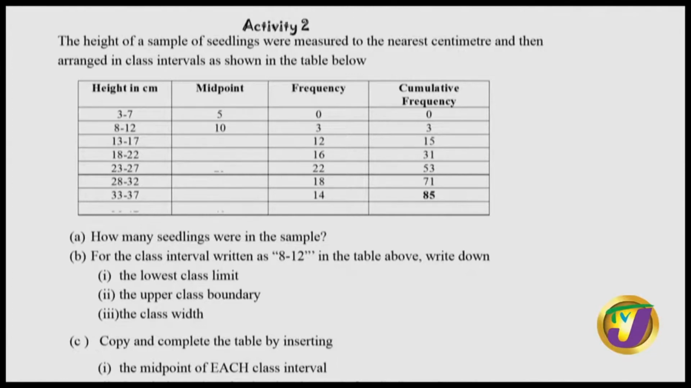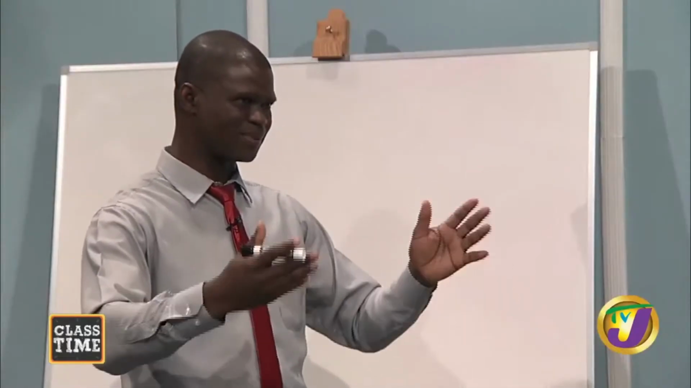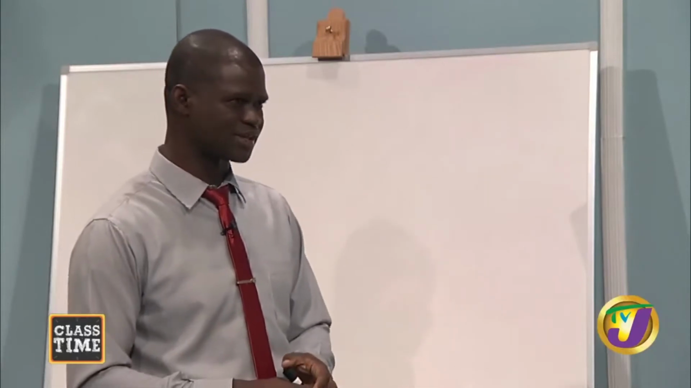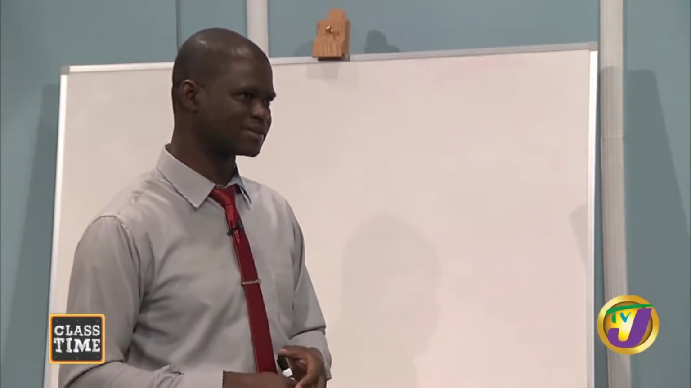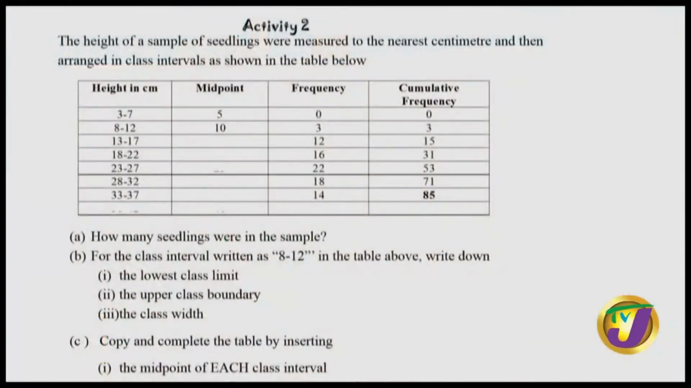And the very last question asked us for the class width. What are we talking about there? So how many seedling heights are in a particular class? For 8 to 12, for example, a height of 8, 9, 10, 11, 12. So the width of that particular class would be 5. We could also subtract two consecutive lower limits, for example, 8 subtract 3 would give you 5. So we could get our answer like that as well.